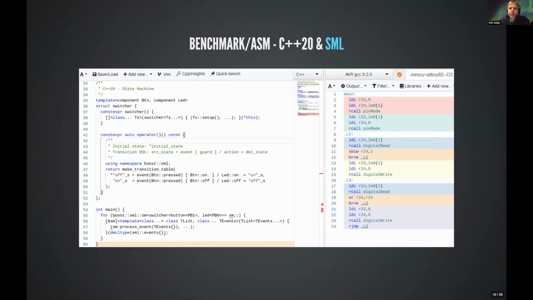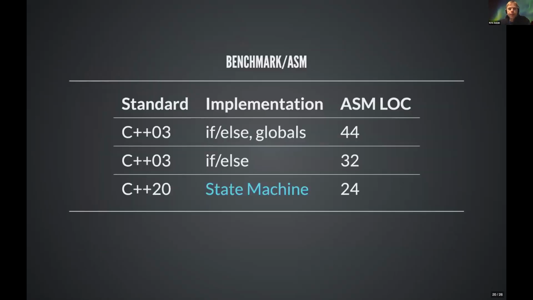So that's pretty cool. It shows that zero overhead abstractions with C++20 might be leveraged, and it's awesome, and it allows us to get the best of both worlds: maintainability, flexibility, and also performance. So just to sum up, if else global C++03 44, C++03 if else 32, C++20 state machine 24. Fantastic. You can check it online as well, experiment with it if you desire, if you don't trust me.